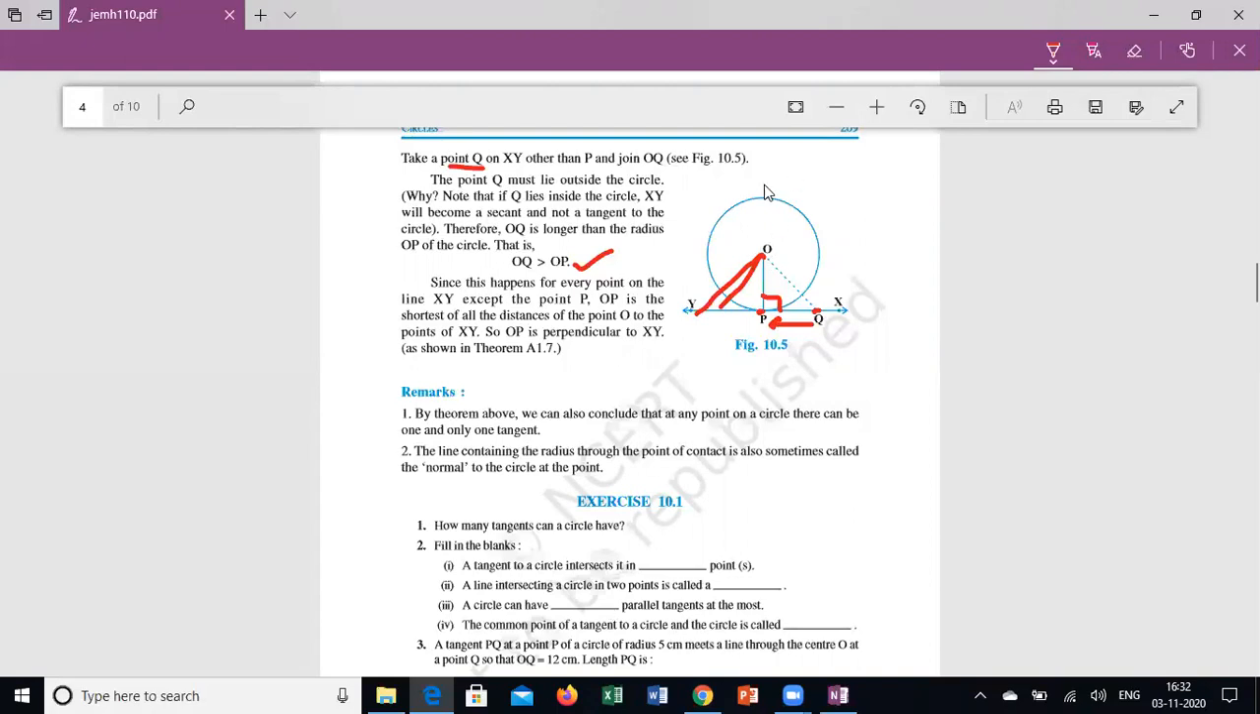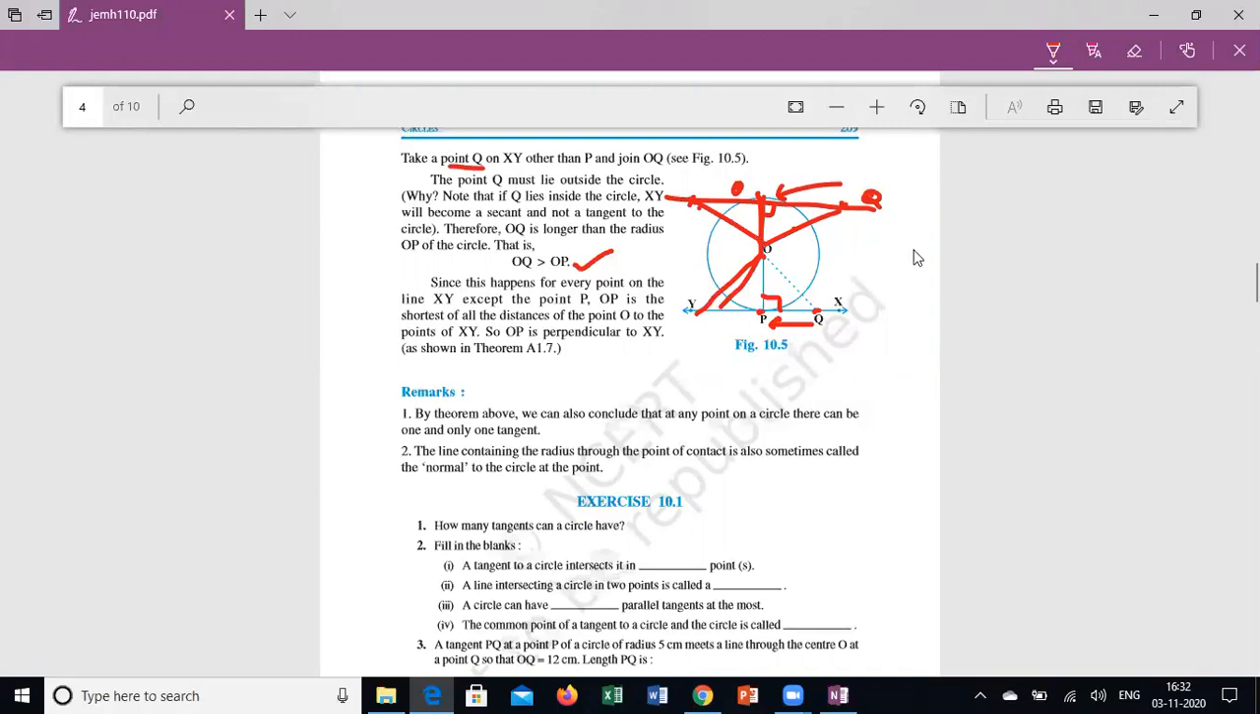Suppose I'm asking you to join the radius at the point Q, this is a tangent, and if I join that Q to the center, that is always perpendicular. Take any other point other than that point of contact. If the point is inside, it is less than the radius and it will become a secant. If the point is outside, there are many points available like that except one point. So that is the shortest distance.